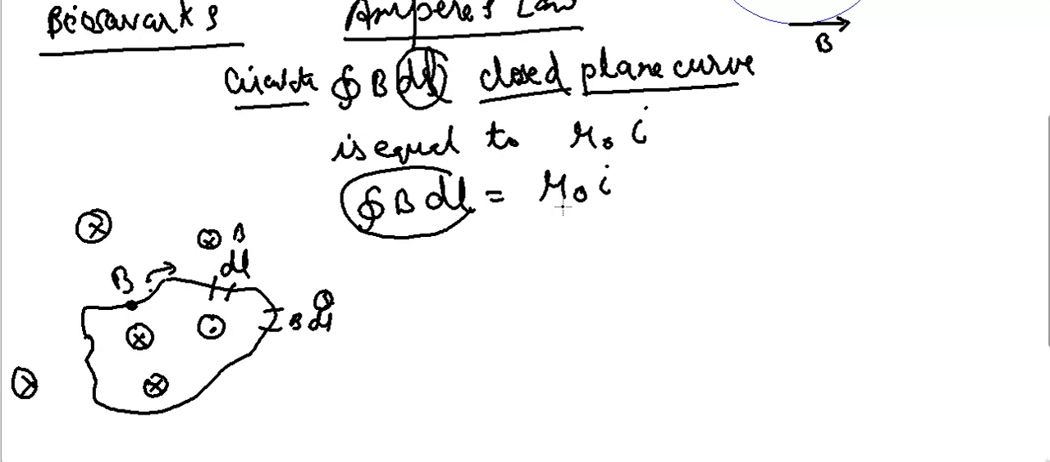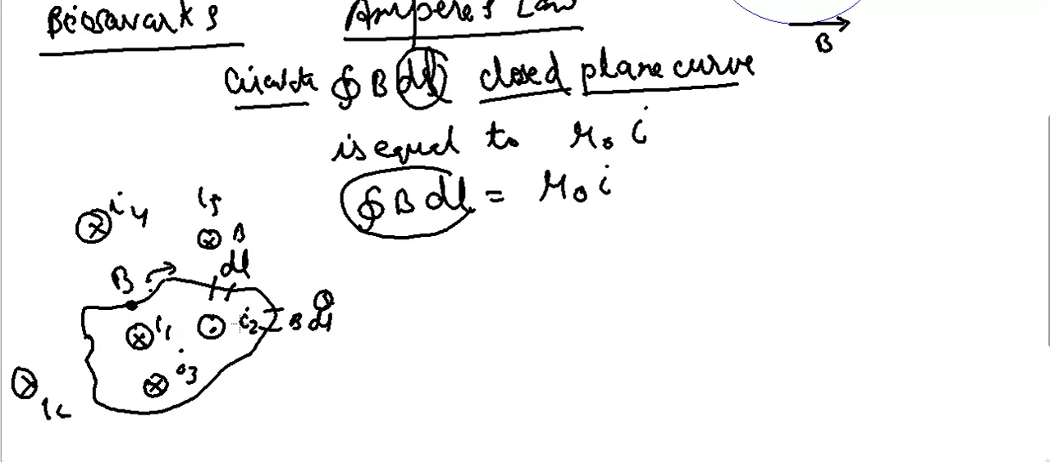Right hand side tells us that, suppose this is I1, this is I2, this is I3, this is I4, I5, I6. I need to consider, like the Gauss law, only the currents which are inside this closed loop. Similar to Gauss law where we considered the charges inside the closed surface, here we have to consider only those currents which are flowing inside this closed loop.